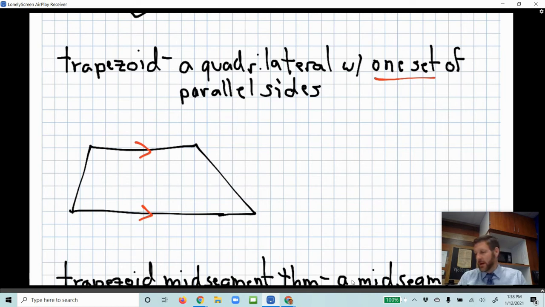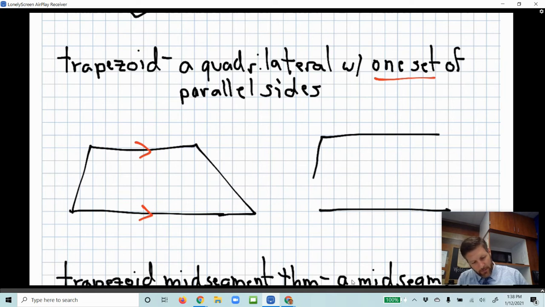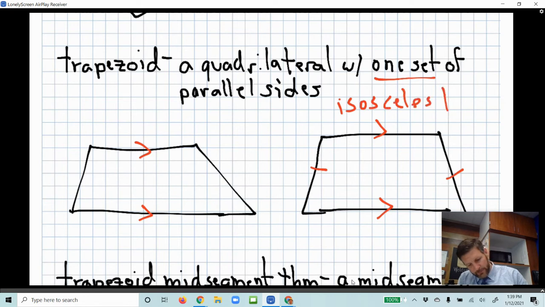A trapezoid, again, we'll go over its special characteristics in a minute. However, there is a special type of trapezoid that I'll define here, and that is a trapezoid that, again, has one set of parallel sides. That's what makes it a trapezoid. But its non-parallel sides are congruent to each other. So these are congruent, these are parallel. This is known as an isosceles trapezoid.